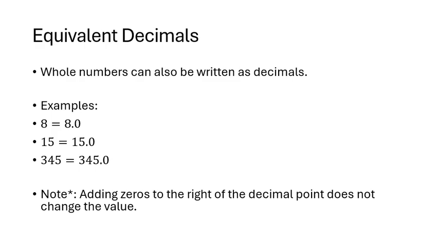Now, just a note. Adding zeros to the right of the decimal point doesn't really change its value. So as you can see what I have done here, 8 equals 8.0. But if you write 8.1, that does not equal 8.0. It changes its value. So let's just get that out of the way.